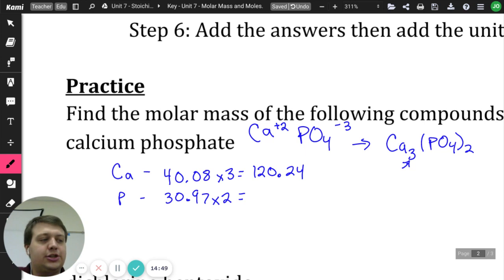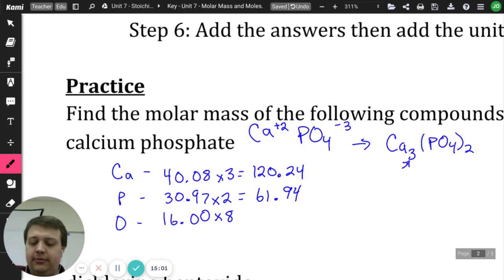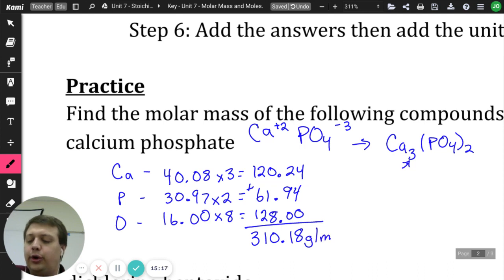So we're going to multiply that by 2. And we get 61.94. And then I've got oxygen. It's got a mass of 16.00. There are 8 oxygen. Multiply that by 8, we get 128.00. We take those numbers and we add them all together. And what we'll find is we have a molar mass of 310.18 grams per mole. So then this would be my answer for this problem.